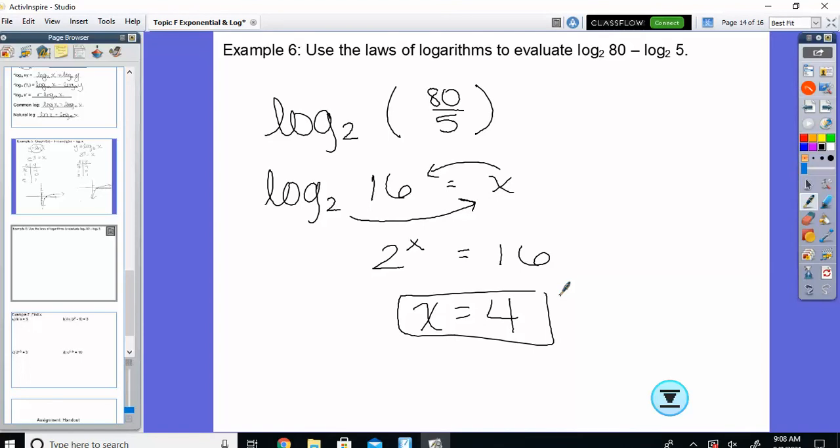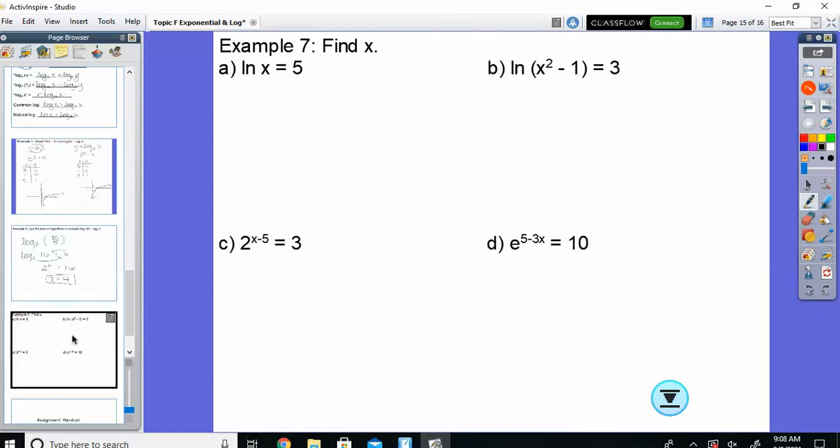Equations with logs and exponentials. I think that's the last little piece we have to cover. So I want to solve for x on each of these. Okay, so what should we do on this first one?